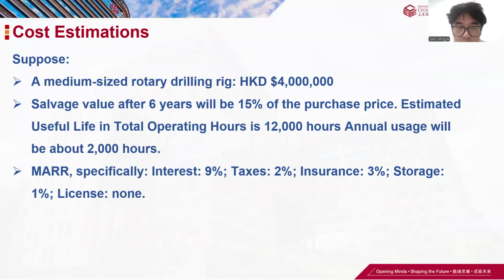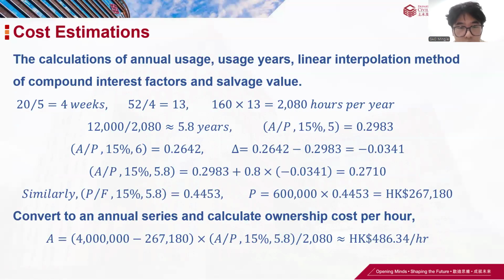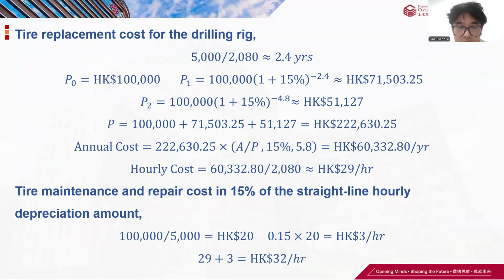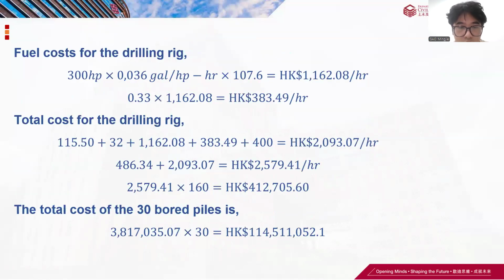Also, we made some assumptions to calculate ownership cost and operating cost. Under these calculations, we got ownership cost, repair cost, tire replacement cost, and fuel costs. Finally, the total cost times 30 piles is 114,511,052.1.